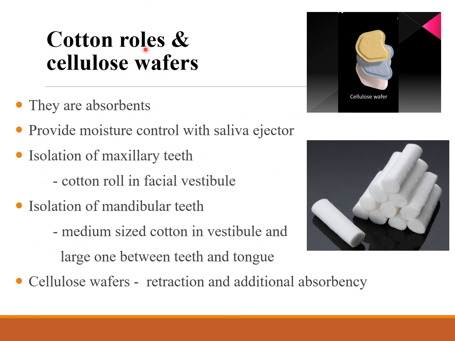Cotton rolls and cellulose wafers. We usually use cotton rolls, easily and readily. They are absorbent and provide moisture control with saliva ejector. Isolation of maxillary teeth can be done by cotton roll in facial vestibule. Isolation of mandibular teeth, a medium-sized cotton in the vestibule, and one large one between the teeth and tongue. So you can see where you want to put it. Cellulose wafers can also act as a retractor and provide additional absorbency.